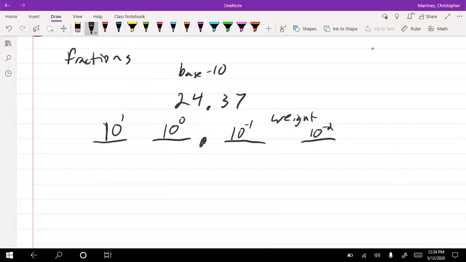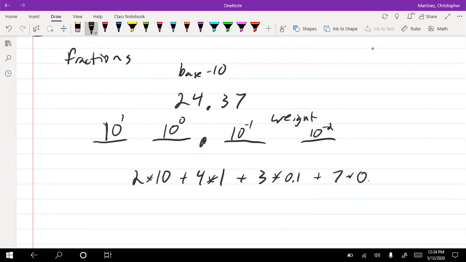So we can say that this is 2 times 10 plus 4 times 1 plus 3 times 10 to the negative 1, that's 0.1, plus 7 times 0.01. So we keep adding a 0 after the decimal point, and that's going to start getting us to fractions.